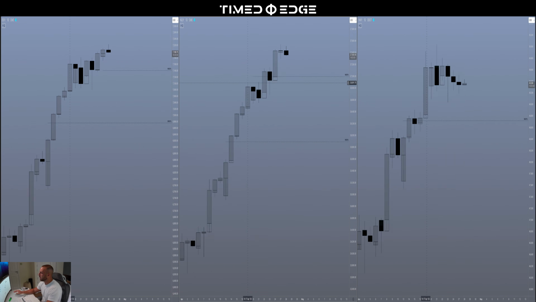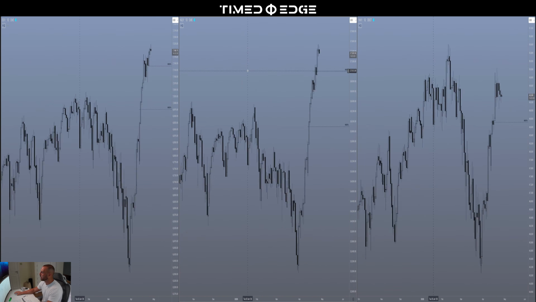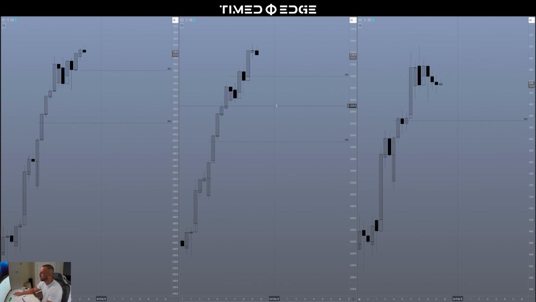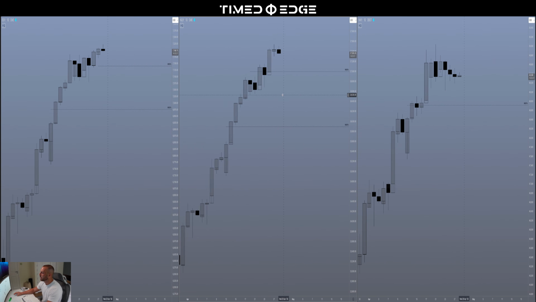Let's drop out onto the daily, see what we got. Okay, look at this straight push, man. It's mad markets at the moment, honestly. Crazy. Right, previous day. Right, so we've got a range daily profile.